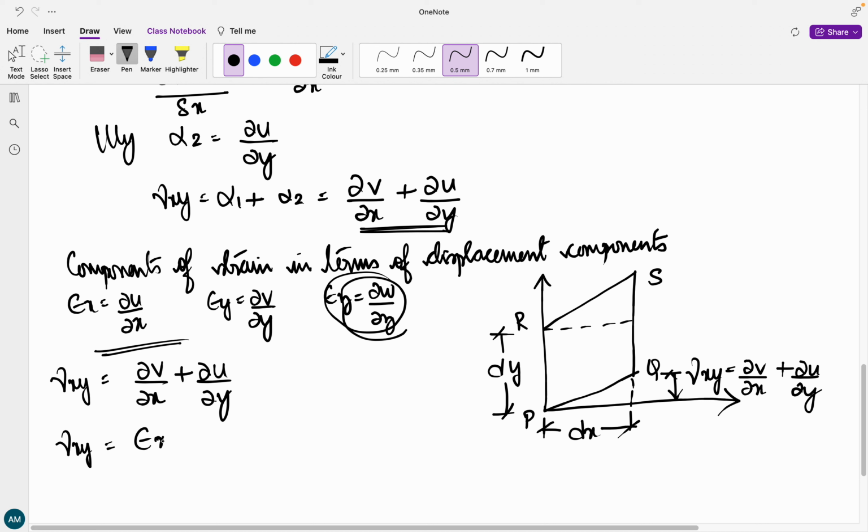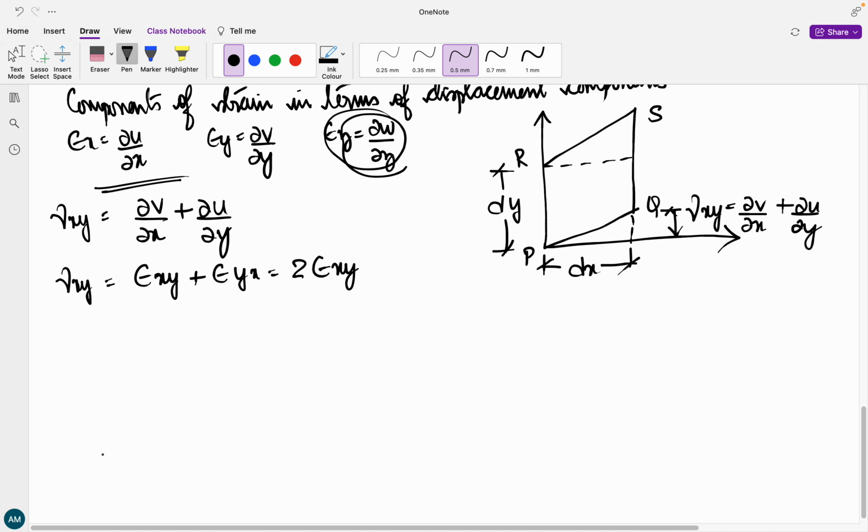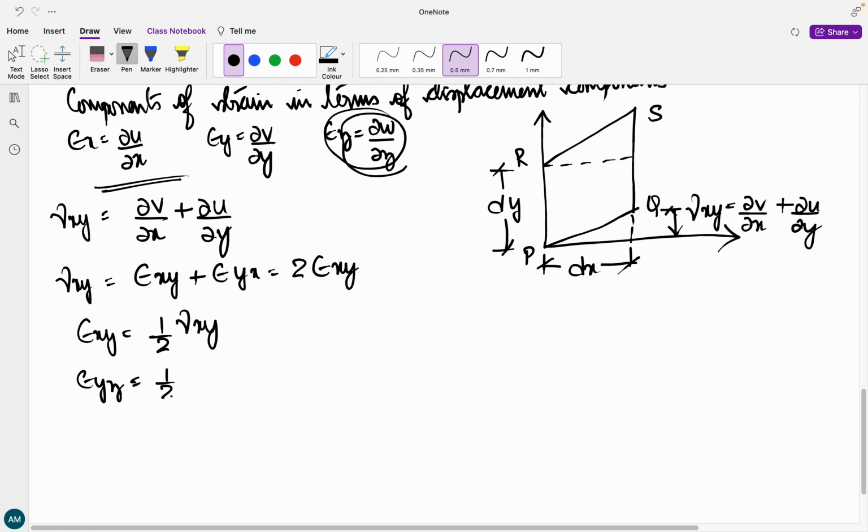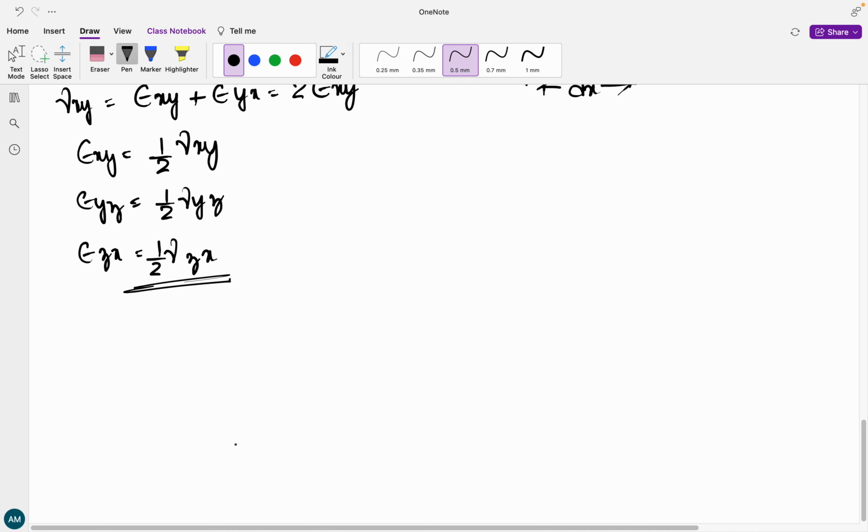or gamma xy can be written as epsilon xy plus epsilon yx, which is nothing but 2 times epsilon xy, or I can rewrite epsilon xy as half of gamma xy, epsilon yz as half of gamma yz, epsilon zx as half of gamma zx. Yes, we have just established a relation between epsilon and gamma, normal strain and shear strain. I can write a strain tensor now.